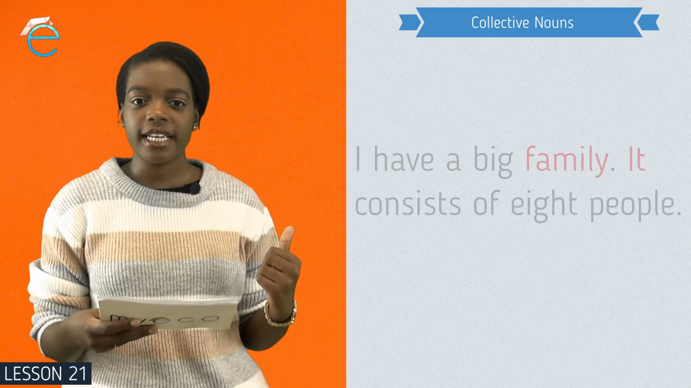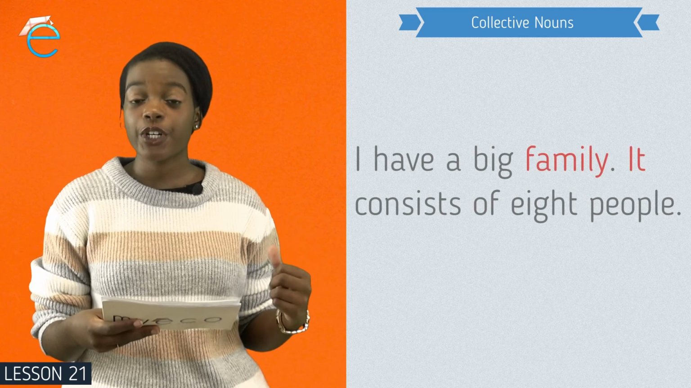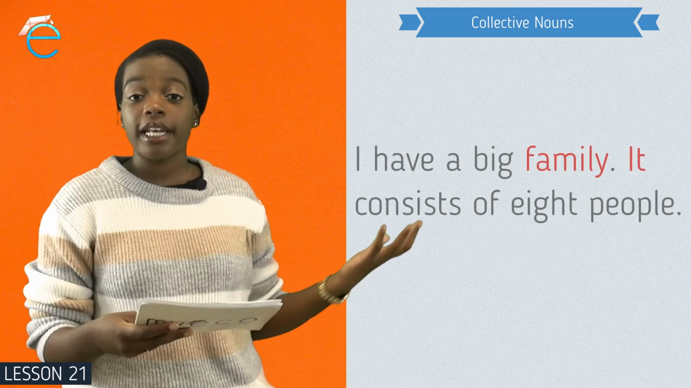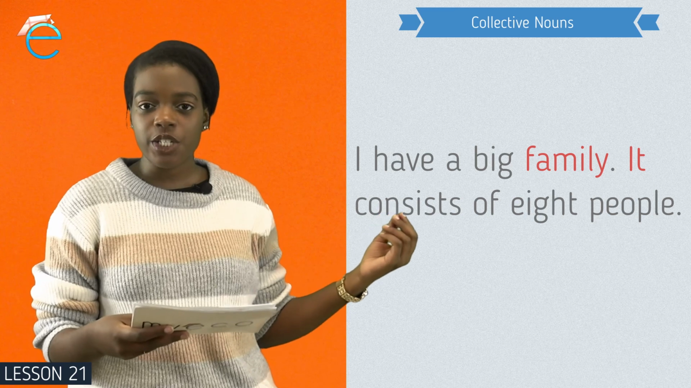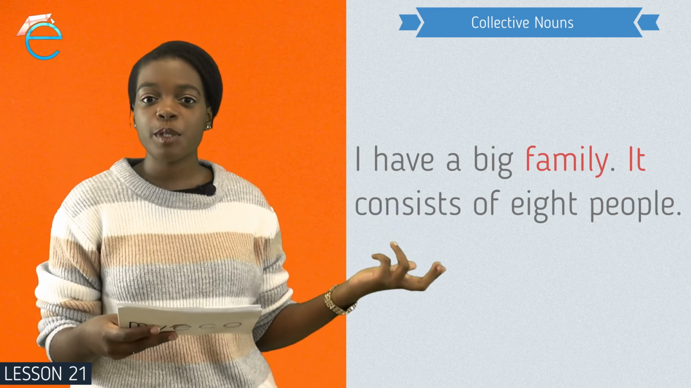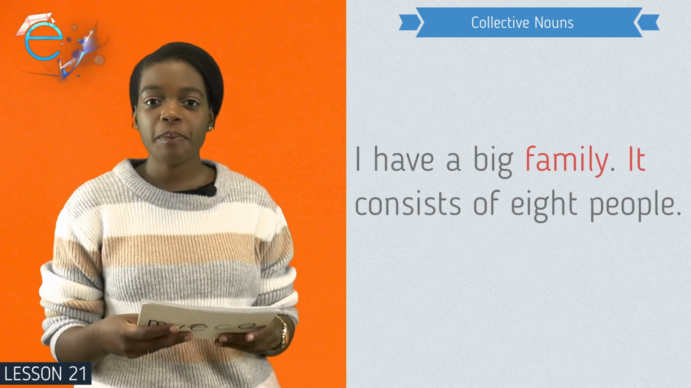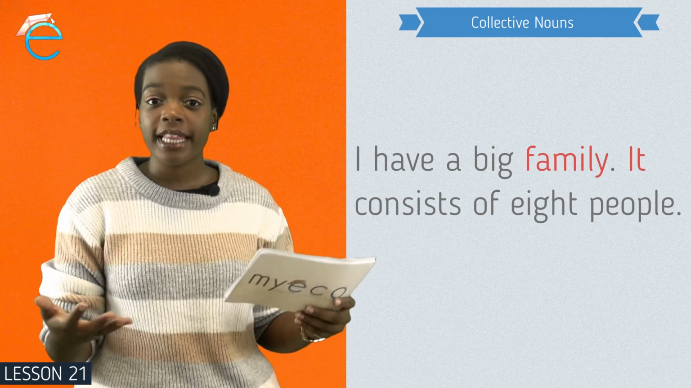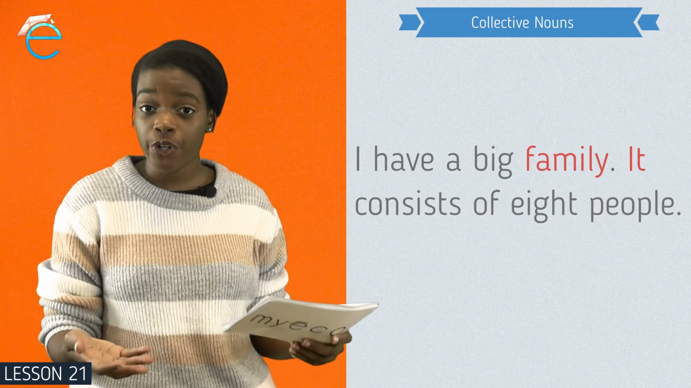First example here says, I have a big family. It consists of 8 people. Now here, I used it consists of, so it, because I'm speaking about the unit. I'm not speaking about anything individual that the people inside the unit are doing.